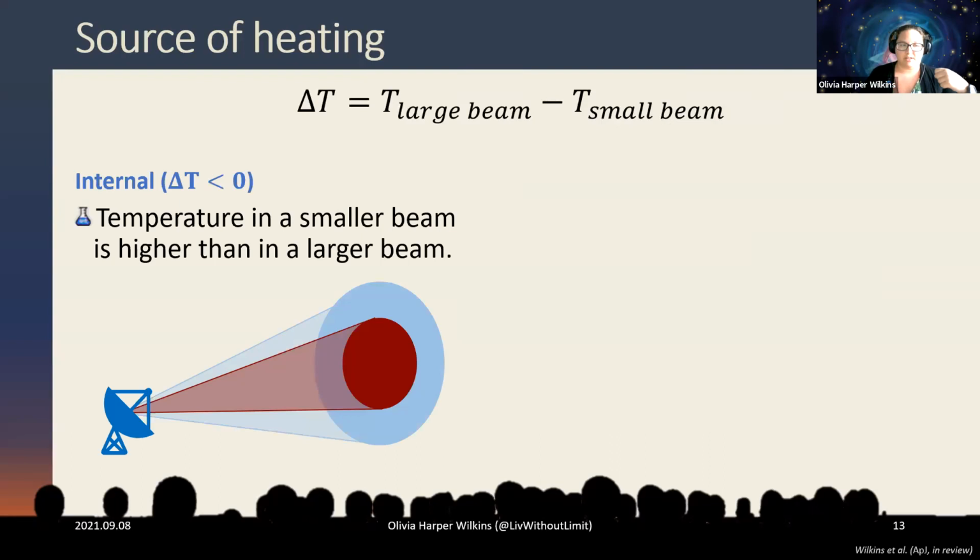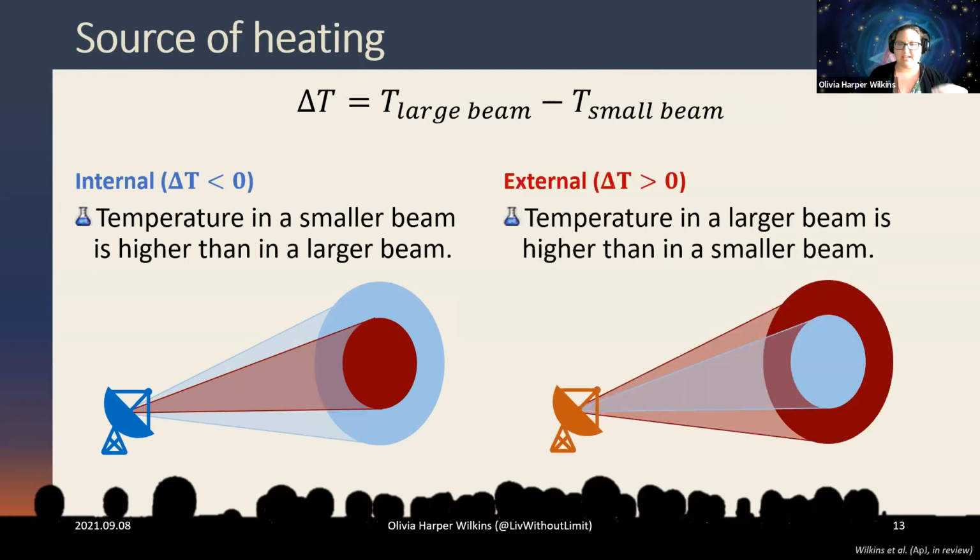If we have internal heating, we would expect the difference in temperature to be less than 0. In other words, you have a temperature in a smaller beam that is higher than that in the larger beam. Conversely, if you have a source of external heating, you're going to have delta T greater than 0. So in plainer language, the temperature would be higher in a larger beam than it would be in a smaller beam. I'll show you in a moment what some of these maps look like.